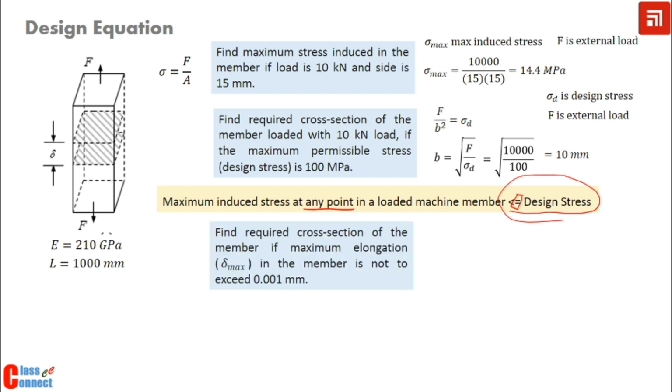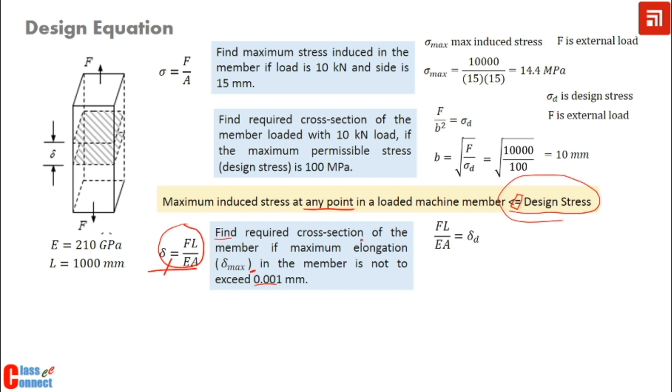The other type of problem that we come across in strength of material was related with this: find the required cross section of the member if the maximum elongation is delta maximum, and it is given as 0.001 or anything. So for this problem, we have to use another form of this equation, that is the basic stress strain relationship, Hooke's law, and then we can find out this.